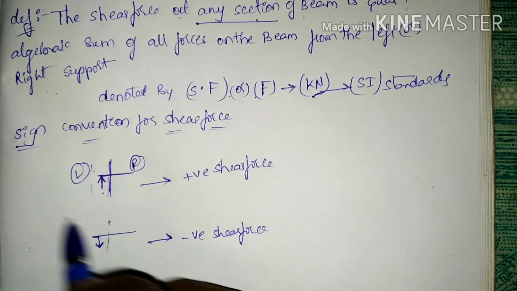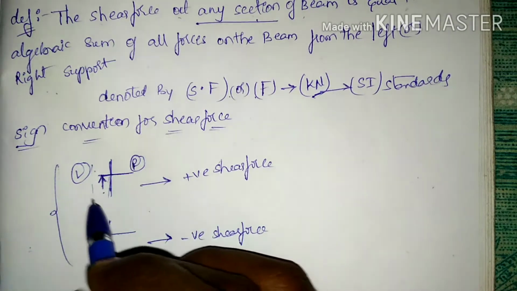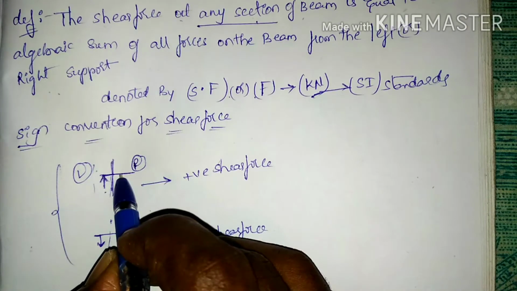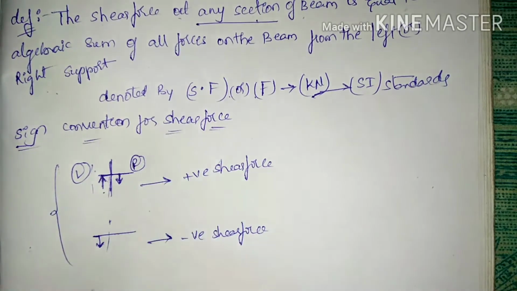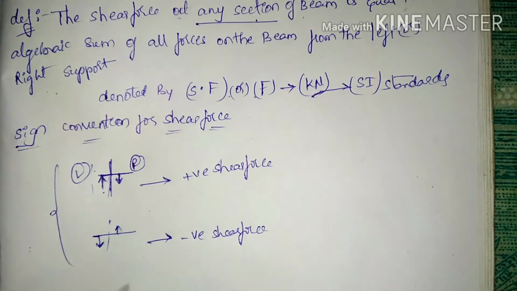Just consider only from the left side. You can automatically remember the other side. If it is upward direction, it is going to be downward direction. If it is downward direction, it is going to be upward direction. Just simple.